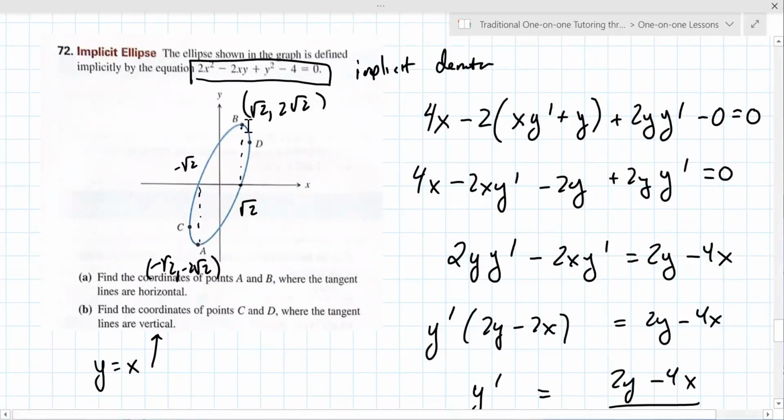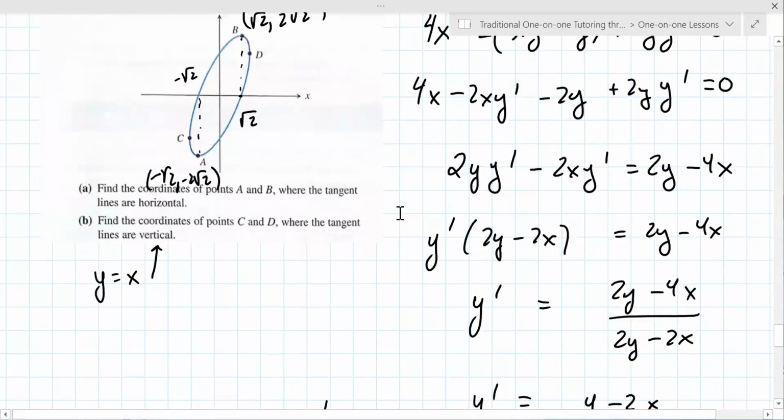Yeah. So lots of good things in here. Like you got to be comfortable taking your implicit derivative. So D is 2 comma 2 and C is negative 2 comma negative 2, right? Yes. Main thing though is you got to make sure you understand that where the numerator is 0, that's where it's horizontal. Where the denominator equals 0, that's where it's vertical. Okay, we can move on to 81.